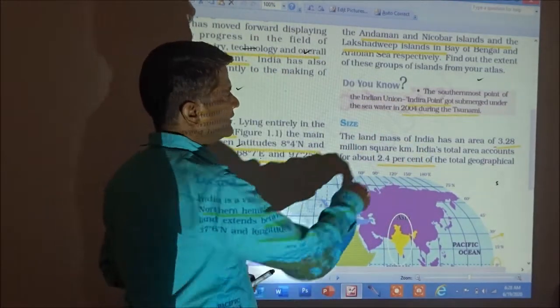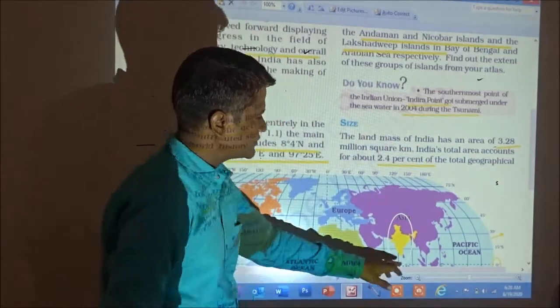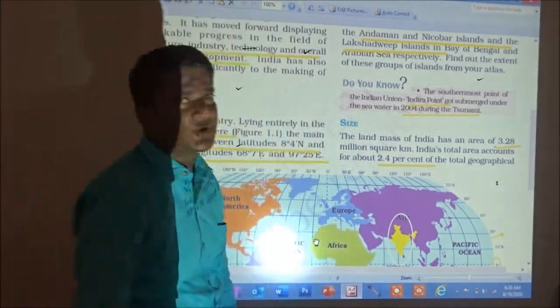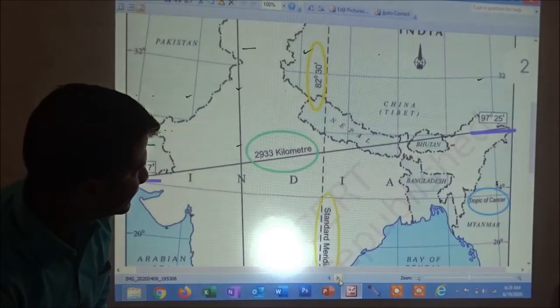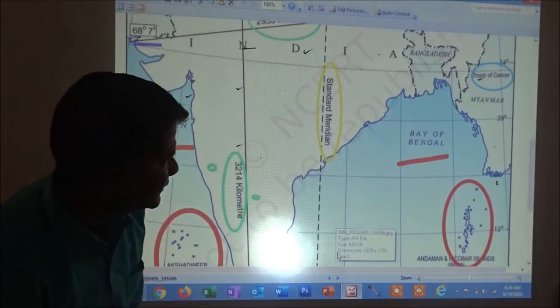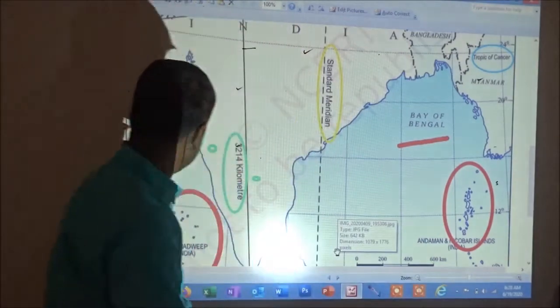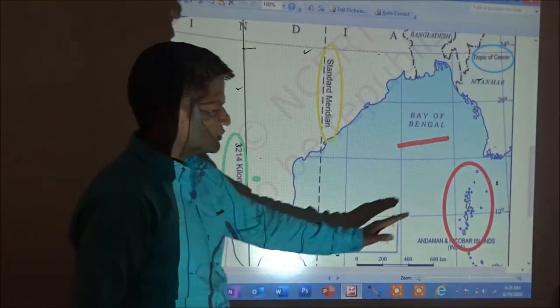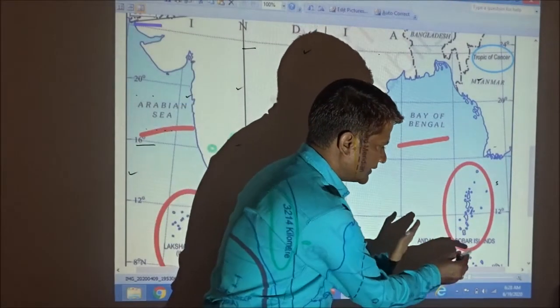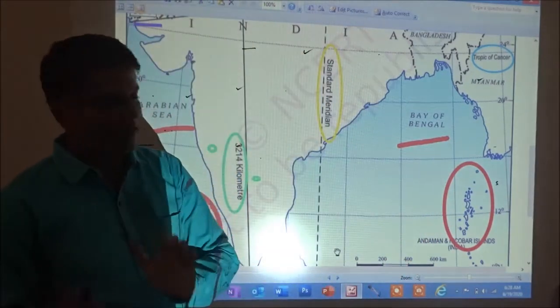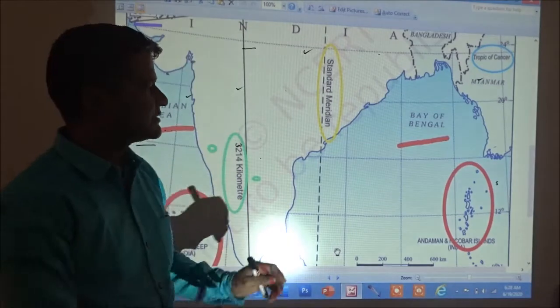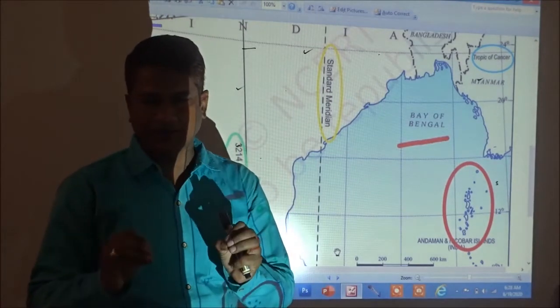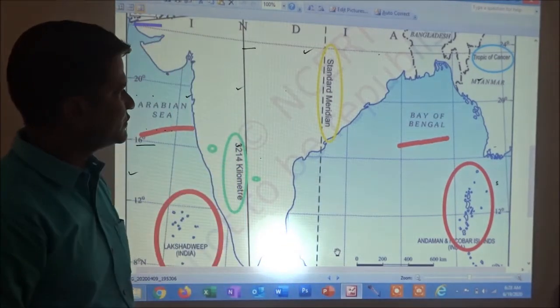You need to learn the southernmost point, which is situated in Andaman and Nicobar Islands. For that, again I will show you the map of India. Here, this is Andaman and Nicobar and this is Lakshadweep. The southernmost point of India, which is situated in Andaman and Nicobar, was completely submerged in the 2004 tsunami. So this is something you need to know.